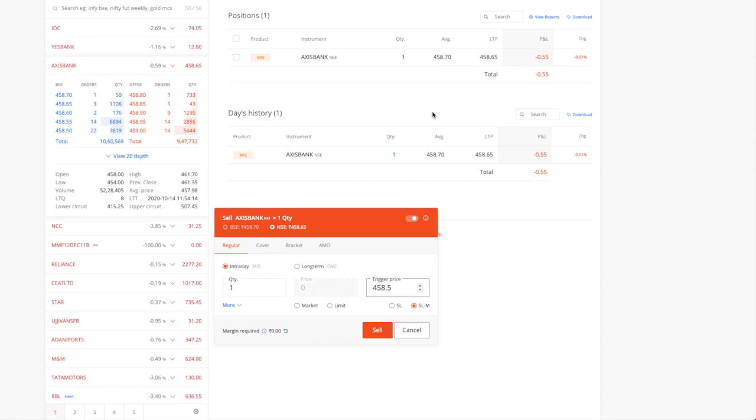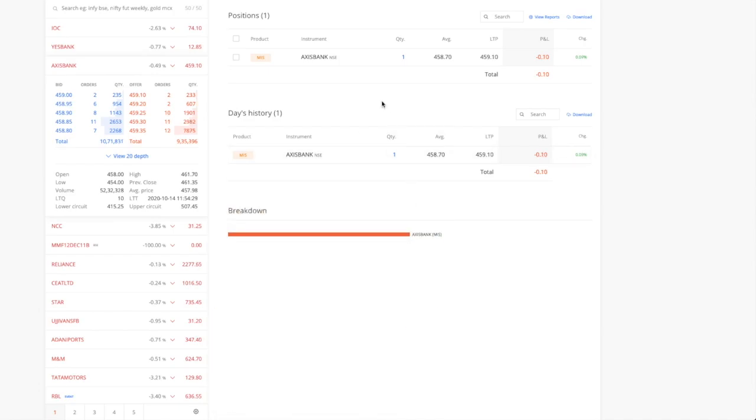I should be exiting it, because if the price drops below this point, I should understand my view has gone wrong. So I'll keep a stop loss market order at 458.5, which basically does nothing else but, if the price falls below 458.5, I will be exiting the trade.